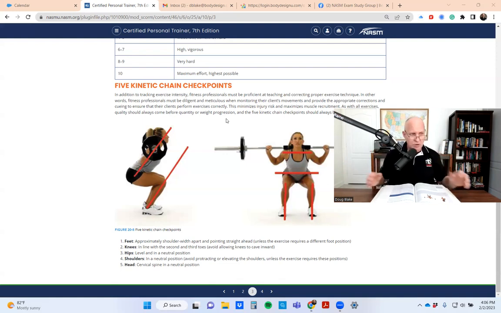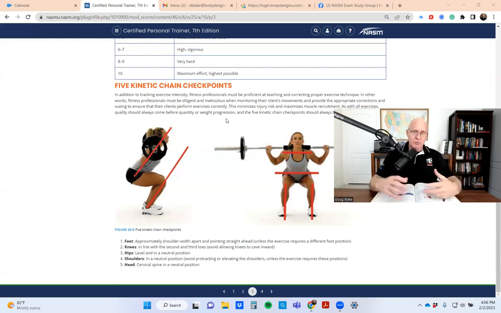Air quotes, correctly. Well, how do we know that an exercise is being performed correctly? Well, this is where NASM has said, you might want to focus on the 5 kinetic chain checkpoints. And that's probably a really, really good idea. Even for somebody like myself, who's been training clients for 35 years, 40 years, we all basically come to the same conclusion. Lift up your rib cage, pull your shoulder blades back, keep your head up, put your toes this way, put your butt right. That's the way it works. And after a while, it becomes the same thing over and over and over. But it is always based on basic biomechanical principles. And that's what this is helping you with.